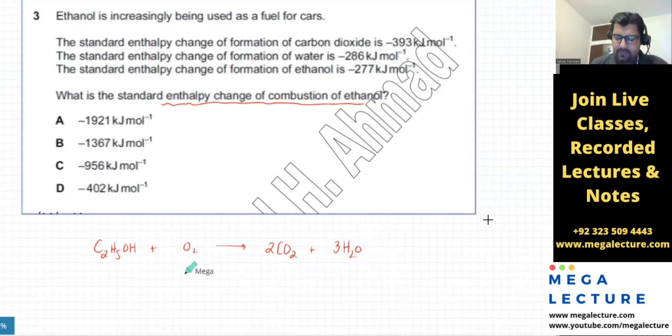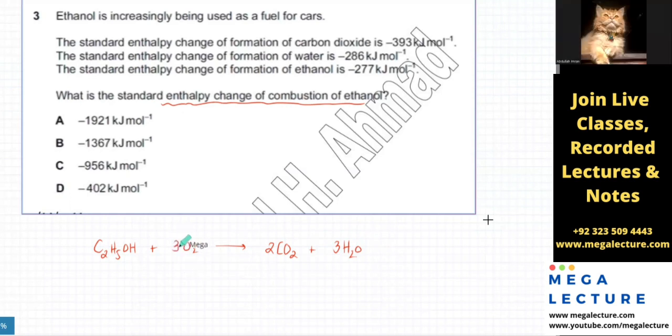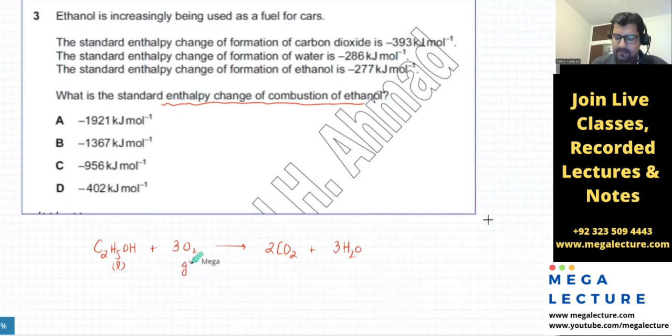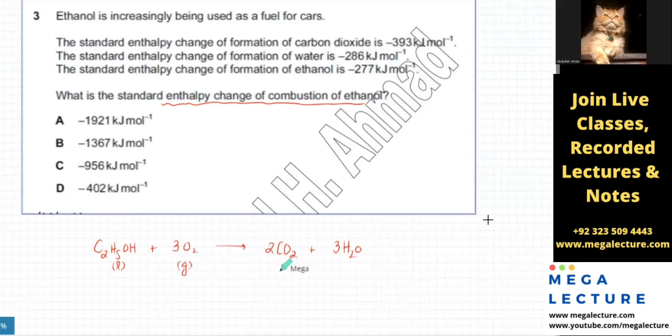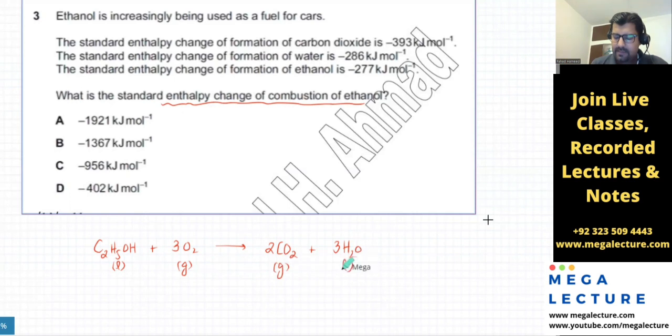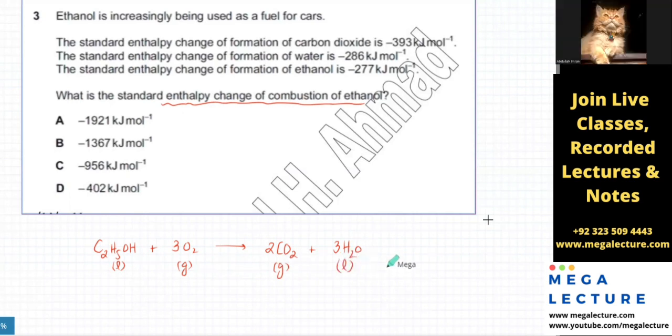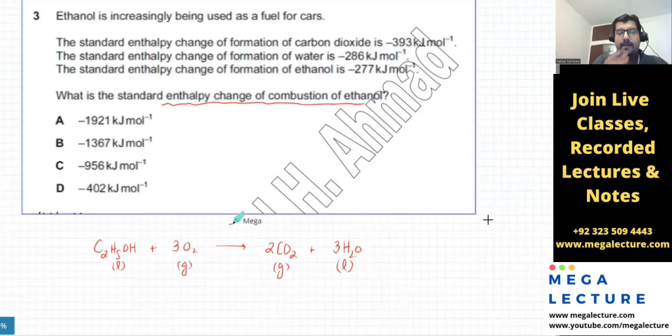And that's 3 oxygens, right? This is a liquid. This one over here is a gas. You've got another gas, and this one is a liquid, right? So he's asking you to figure out the enthalpy change of this reaction.